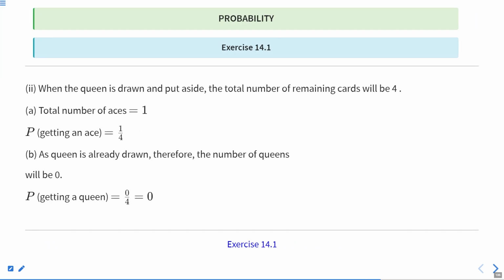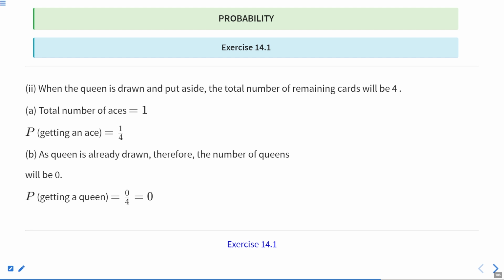And then when the queen is drawn and put aside, the total number of remaining cards will be 4. Okay, so total number of aces is 1. So probability of getting an ace is equal to 1 by 4. And as the queen is already drawn, therefore the number of queens will be 0. Okay, so probability of getting a queen is equal to 0 by 4, that is equal to 0.